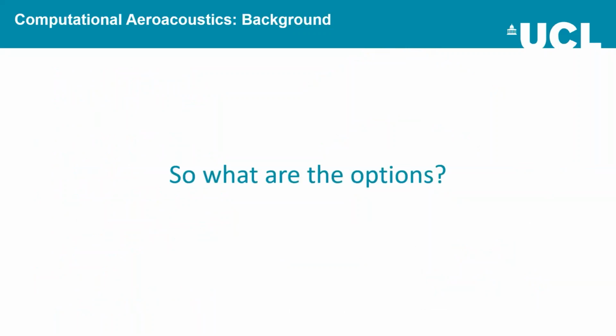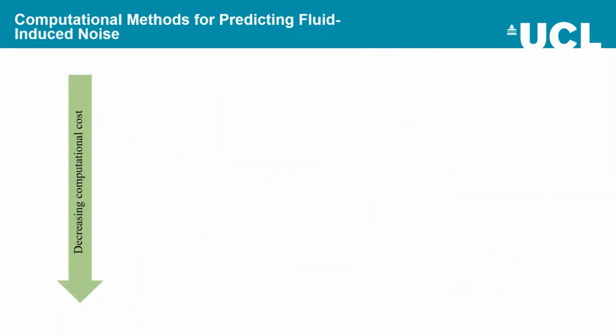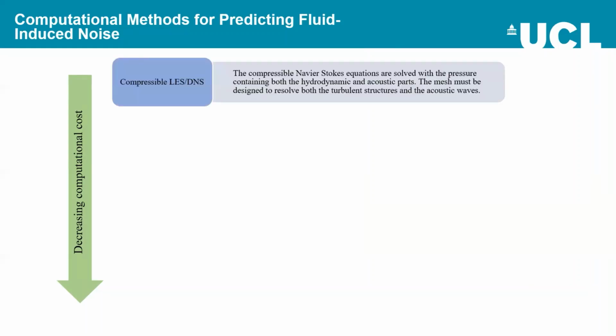So what are the options for dealing with this problem? I've got here a list of some of the popular, well-known computational aeroacoustic methods, roughly in order of decreasing computational cost. The first of those is where we solve both of these together. We take a scale resolving simulation that accounts for both the hydrodynamic and the acoustic parts. The mesh and all of the numerical methods must be able to deal with both the turbulent structures that act over a very small scale and the acoustic waves that act over a long scale.